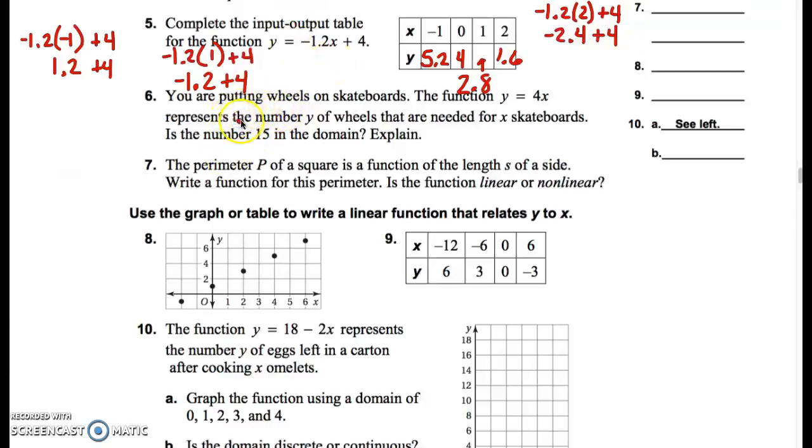All right, number 6. You're putting wheels on skateboards. The function y equals 4x represents the number y of wheels. So y is the number of wheels that are needed for x skateboards. Is the number 15 in the domain? And explain. So remember, the domain is your x value. And in this instance, they tell you right here that x is the number of skateboards. So can you have 15 skateboards? Yes, so you could include 15 in the domain because you can have 15 skateboards.